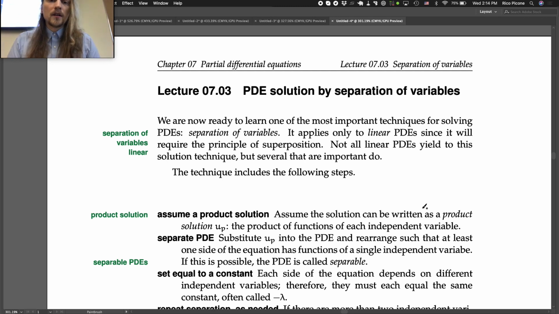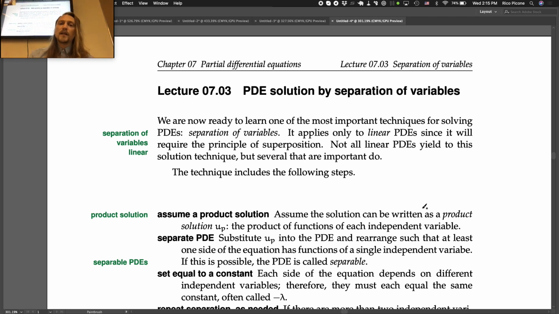Lecture 7.3, PDE solution by separation of variables. We're now ready to learn one of the most important techniques for solving PDEs, separation of variables. It applies only to linear PDEs since it will require the principle of superposition. Not all linear PDEs yield to this solution technique, but several that are important do.